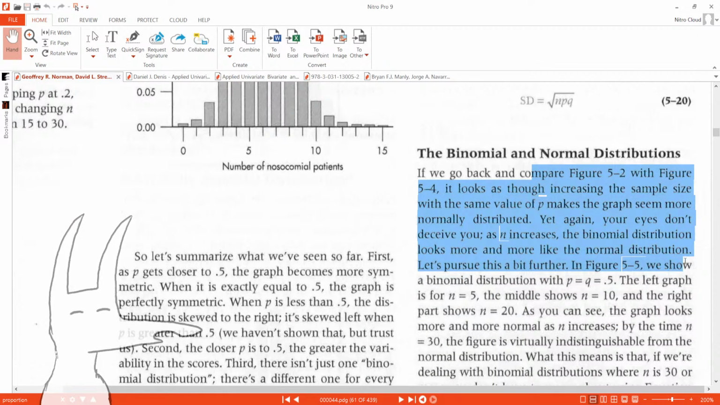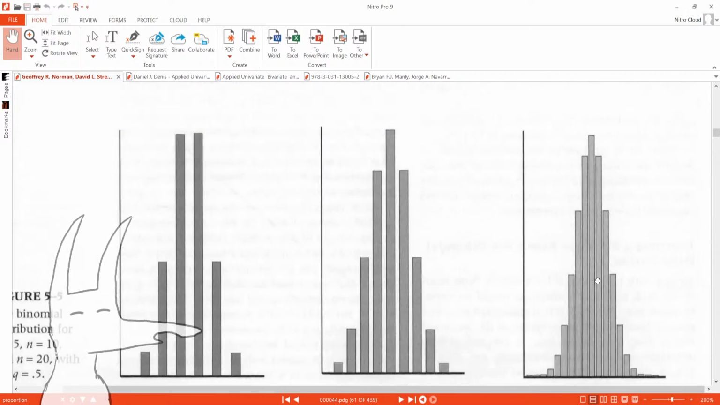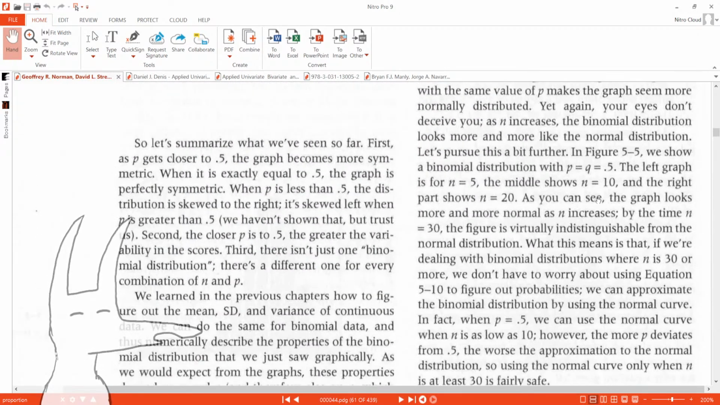In figure 5.5, we show a normal distribution with p equals q equals 0.5. The left graph is for n equals 5, the middle shows n equals 10, and the right part shows n equals 20. As you can see, the graph looks more and more normal as n increases. By the time n equals 30, the graph is virtually indistinguishable from the normal distribution.